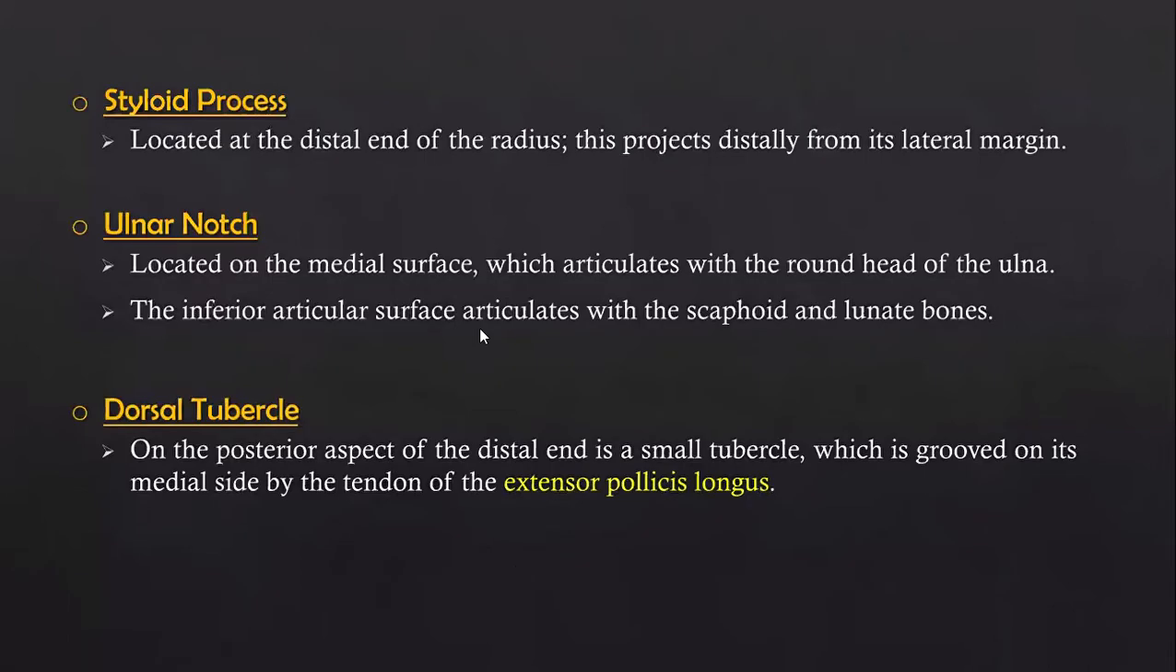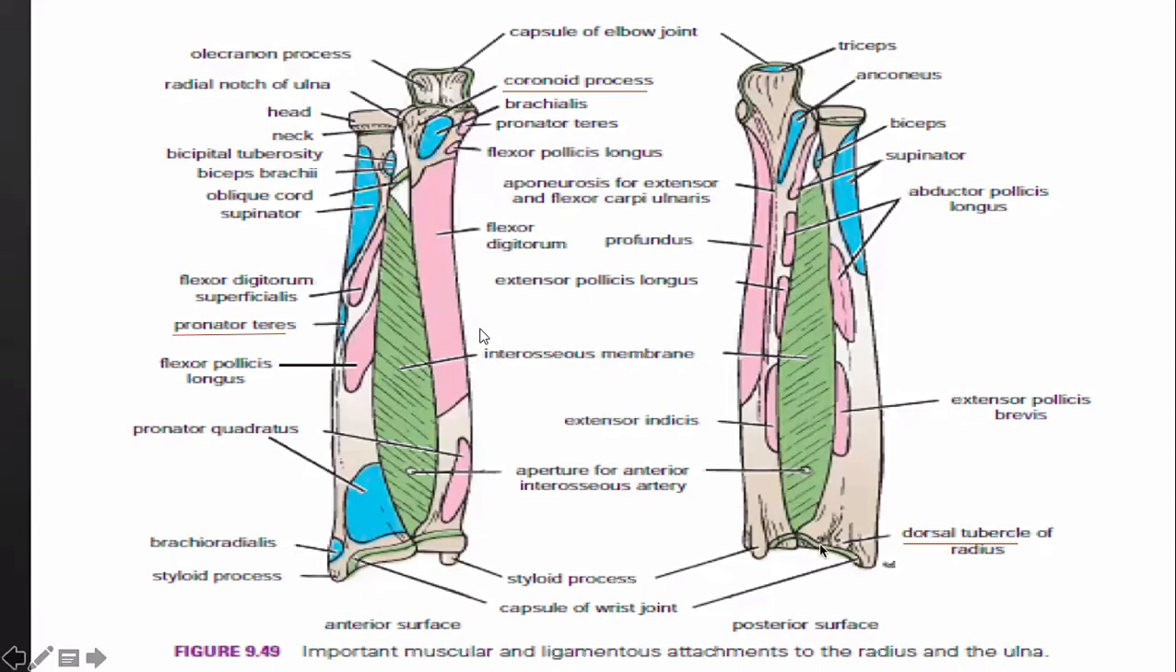The dorsal tubercle is found on the posterior aspect of the bone on the distal end. So it is a small tubercle which is grooved on its medial side by the tendon of the extensor pollicis longus. This is the dorsal tubercle of the radius. On its medial side is a notch for the tendon of the extensor pollicis longus.